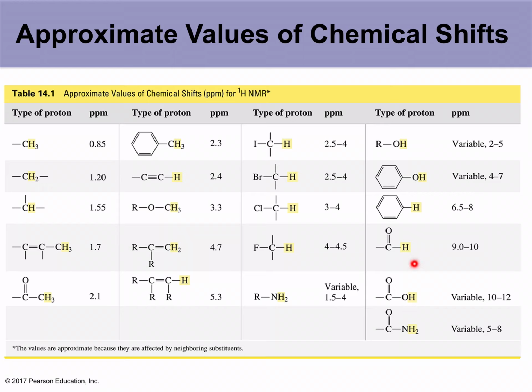Okay, and then aldehydes, hydrogens also next to a carbonyl group, an electron withdrawing group, that makes them more deshielded, having a higher frequency, about 9 to 10. And alcohols variable 2 to 5, alcohols on benzene, phenol 4 to 7, and then the benzene hydrogens 6.5 to 8. Okay, and we'll learn more about why these groups have a higher frequency compared to the other ones.